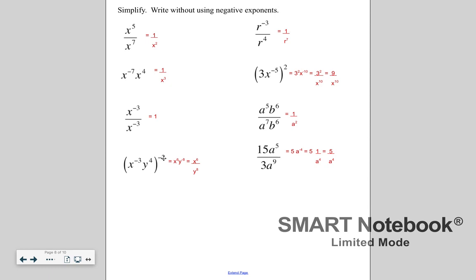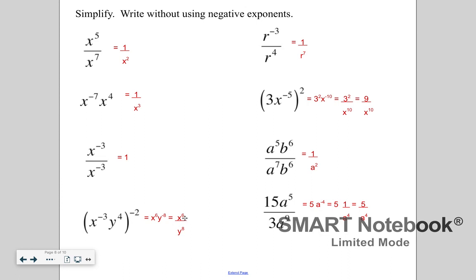Over here, I multiplied the exponents, so -2 times -3, that's where the positive 6 came from. -2 times 4 is -8. Again, x, okay, you have a positive exponent. You get to go to the top of the fraction. Y, you have a negative exponent. You move to the bottom.